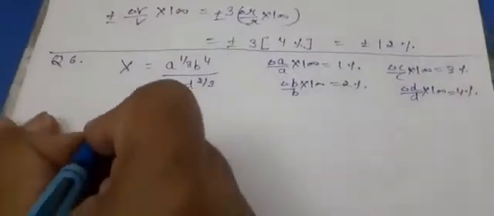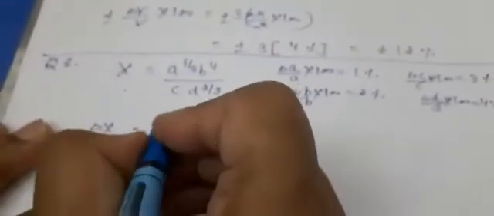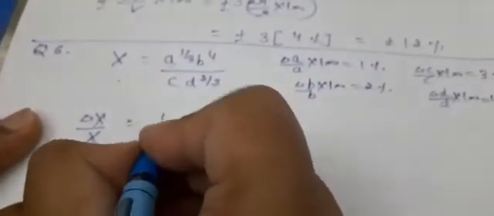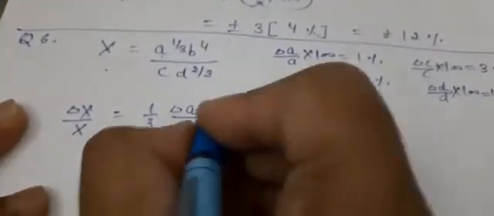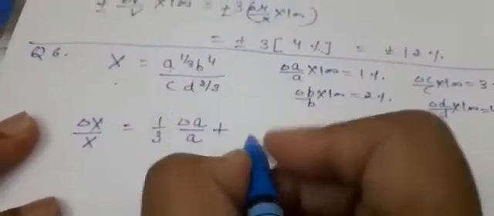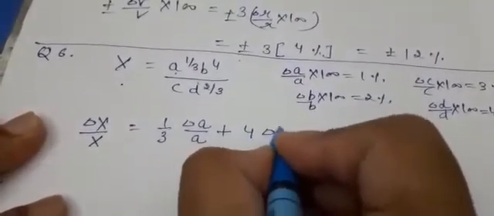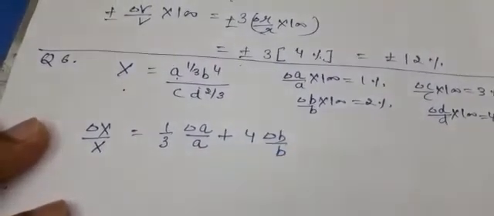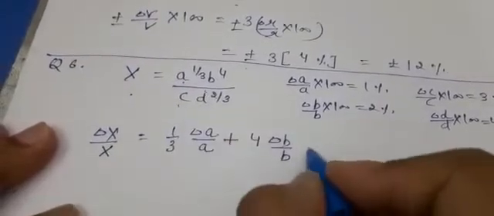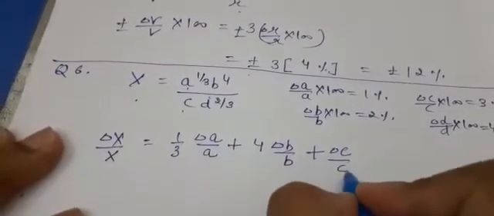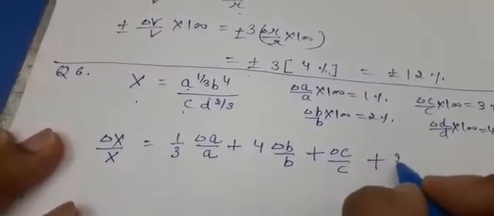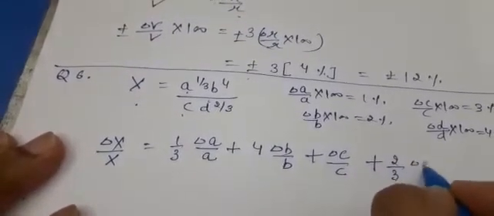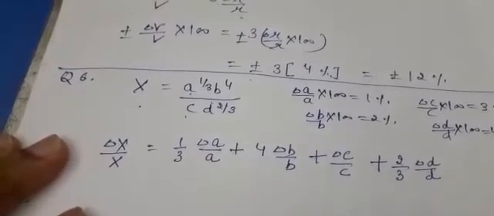So apply the result del X upon X equal to, here A raised to the power 1 by 3, what should it be? It should be 1 by 3 del A upon A, plus B raised to the power 4, it will be 4 multiplied by del B upon B, divided by C, plus del C upon C, plus D raised to the power 2 by 3. So it will be power 2 by 3 multiplied by the relative error in D.